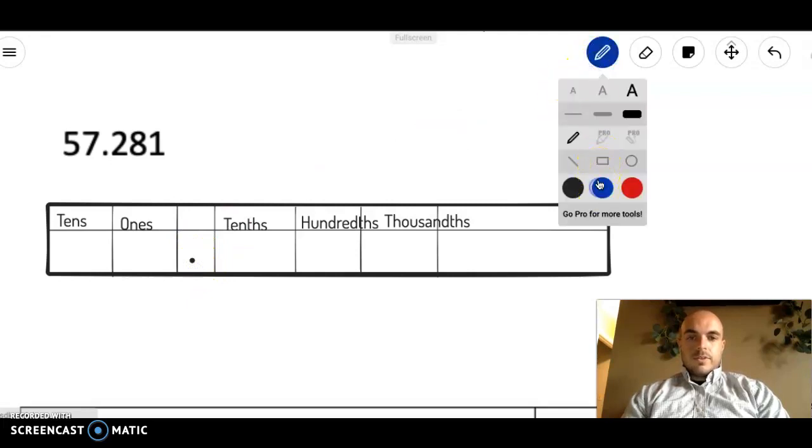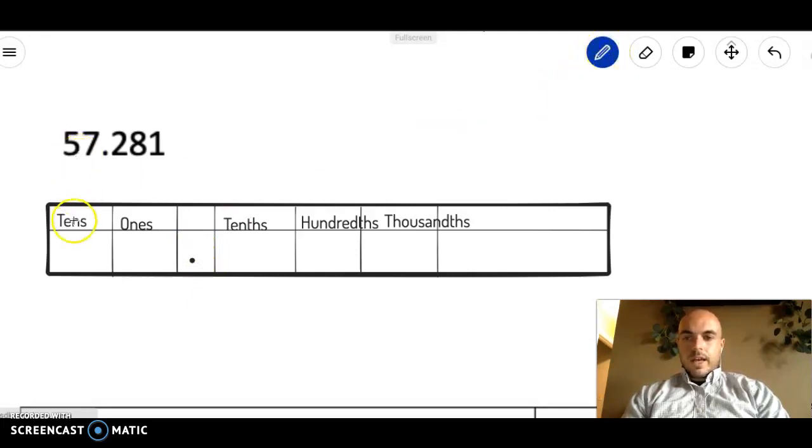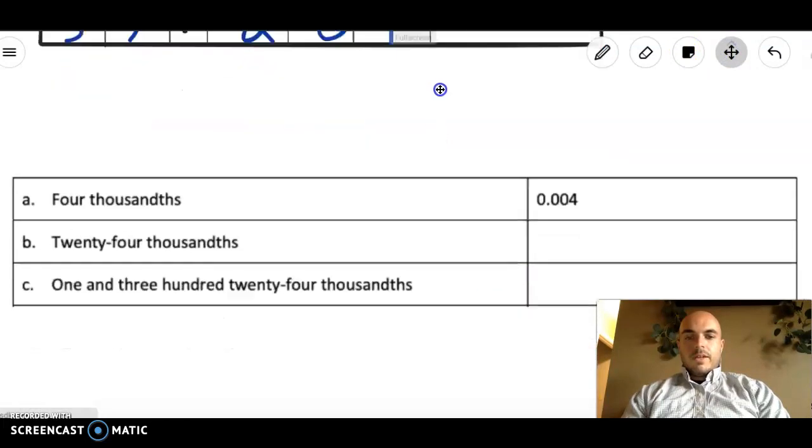Now let's just drag these numbers in. I have a 5 in the tens, a 7 in the ones, a 2 in the tenths, 8 in the hundredths, 1 in the thousandths. Like so. Easy peasy. All right, let's come on down here.